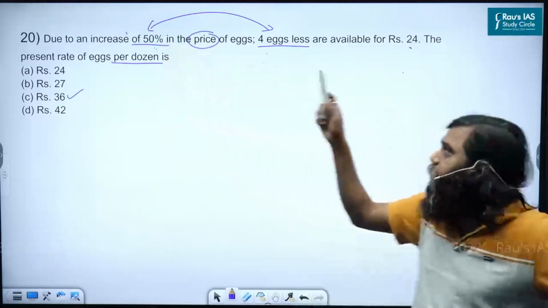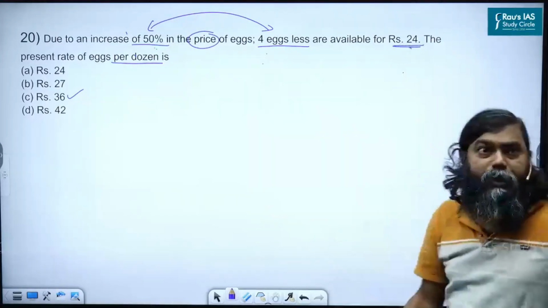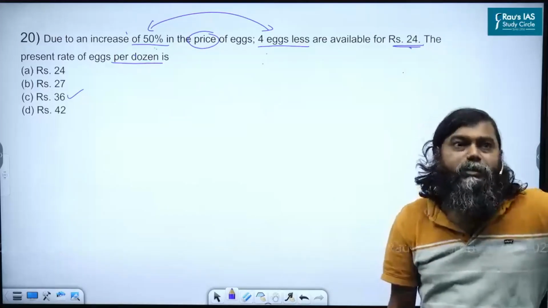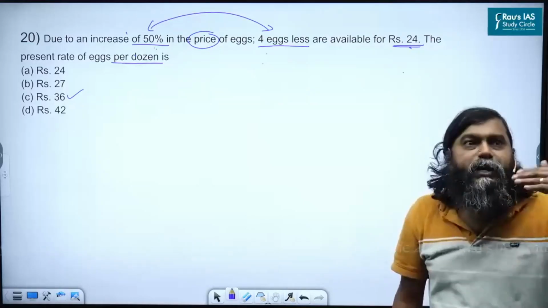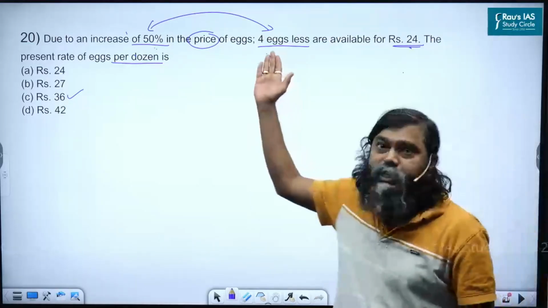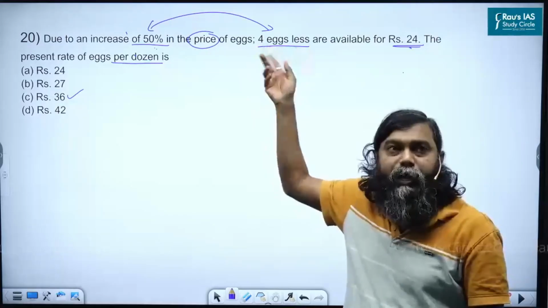What is your expenditure in this question? Out of 24, 50% is how much? 12 rupees. That means the price increased by 12 rupees. You are unable to purchase 4 eggs. That means the price of 4 eggs is 12 rupees.